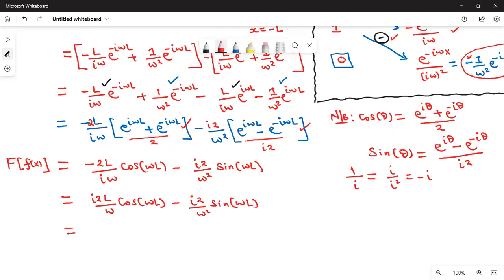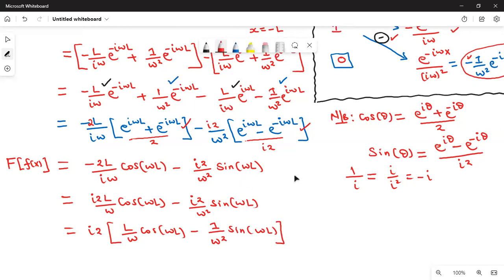And so i2 is common, so this is the same as i2 times L over omega cosine of omega L minus 1 over omega squared sine omega L. So our result is a complex number.